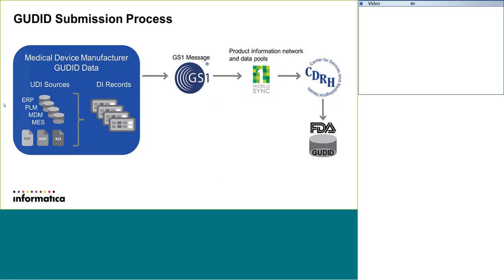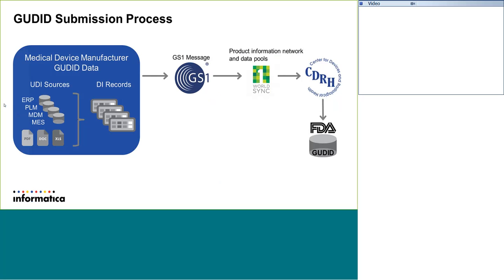This slide captures another GUDID submission option. Rather than transmitting directly to the FDA Electronic Submission Gateway, another process would be to submit DI records through WorldWide Data Sync, which functions as a staging area before routing the submission to GUDID. One WorldWide Data Sync is the largest product information network and data pool solution provider, and many manufacturers, distributors, and retailers use it to exchange standard compliant data with trading partners.